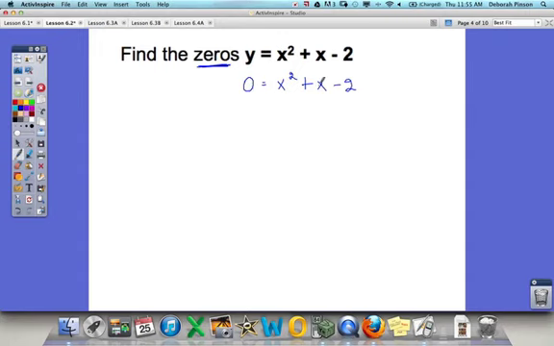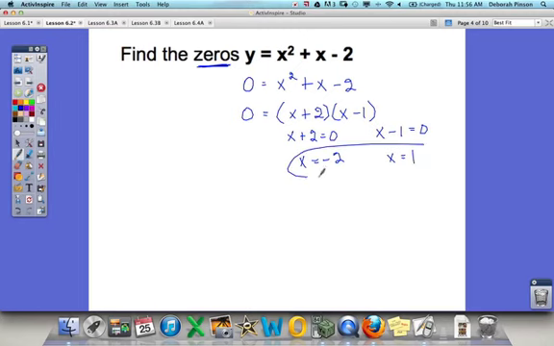Now we're going to do this one two ways. First of all, I want us to go through and solve this or find the zeros by factoring. Then we'll go back and I want us to do it by graphing. Okay, so I'm going to factor this thing. So x plus 2, x minus 1, and then set those equal to 0 and solve. So negative 2 and 1. Okay, so here are my answers.